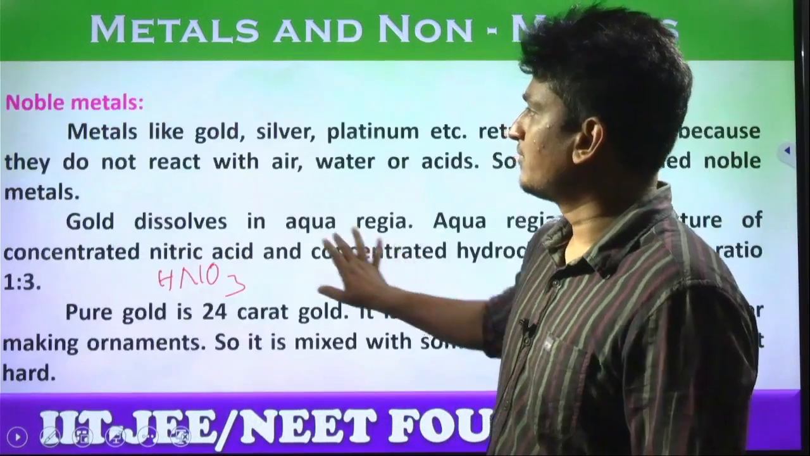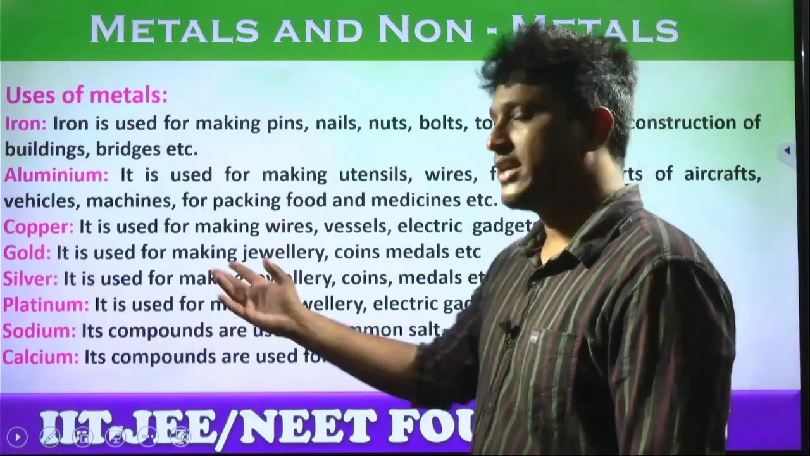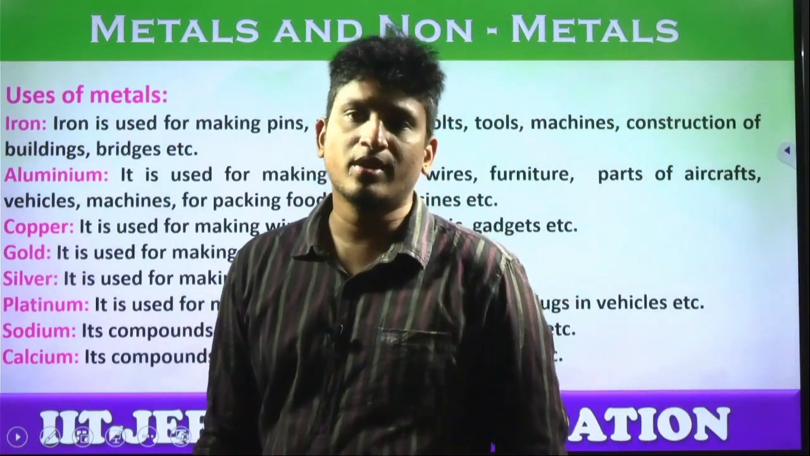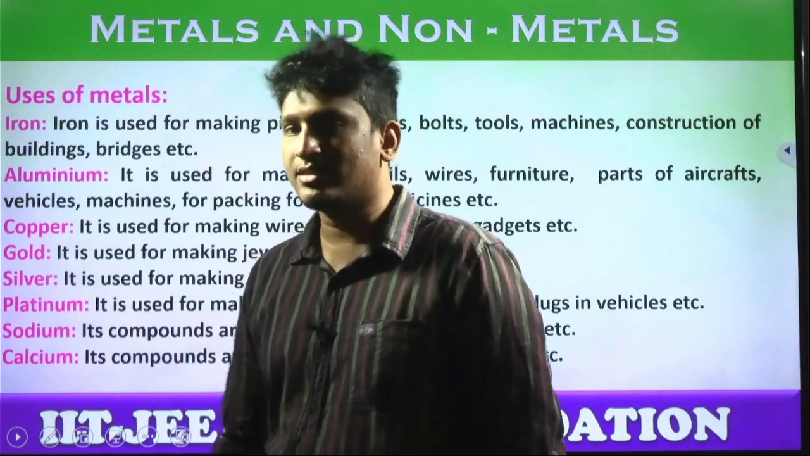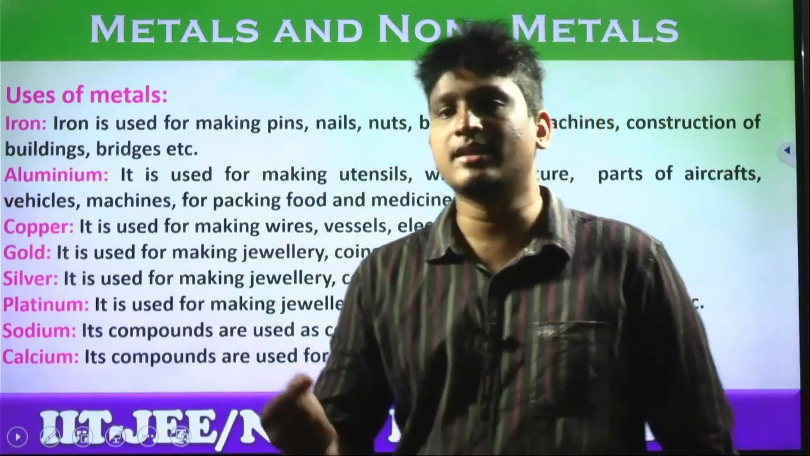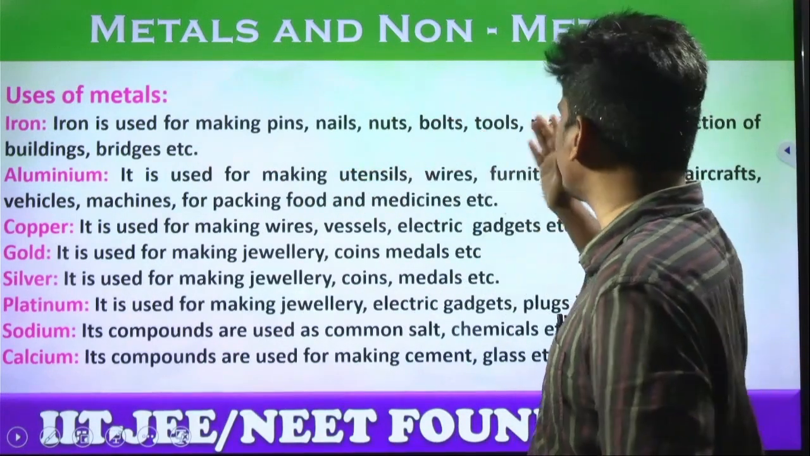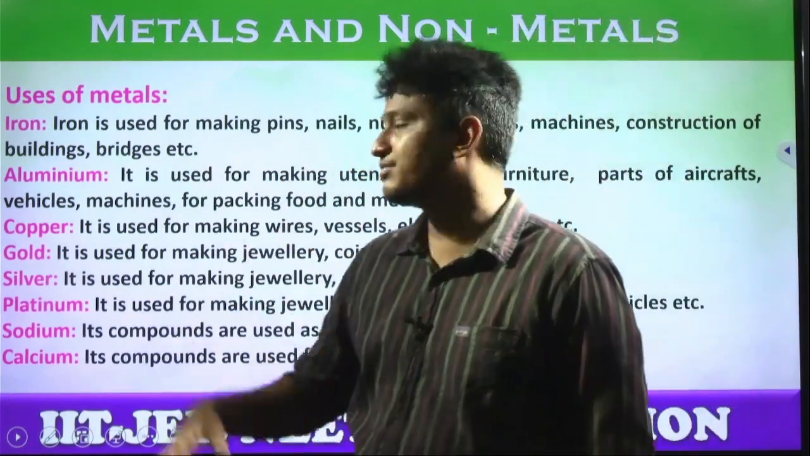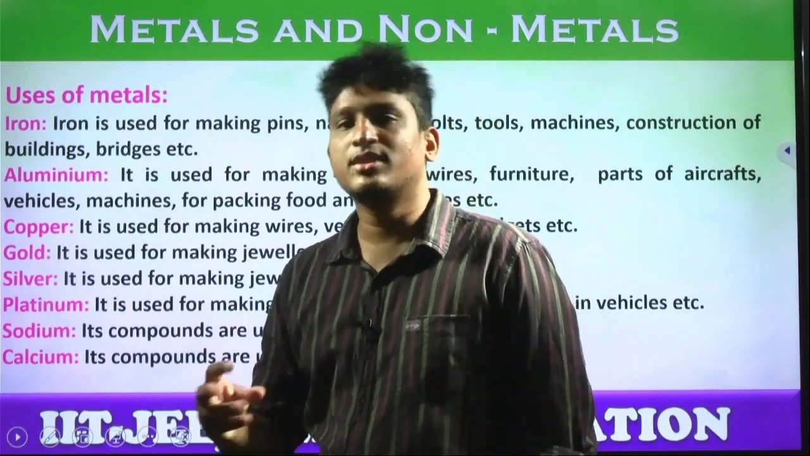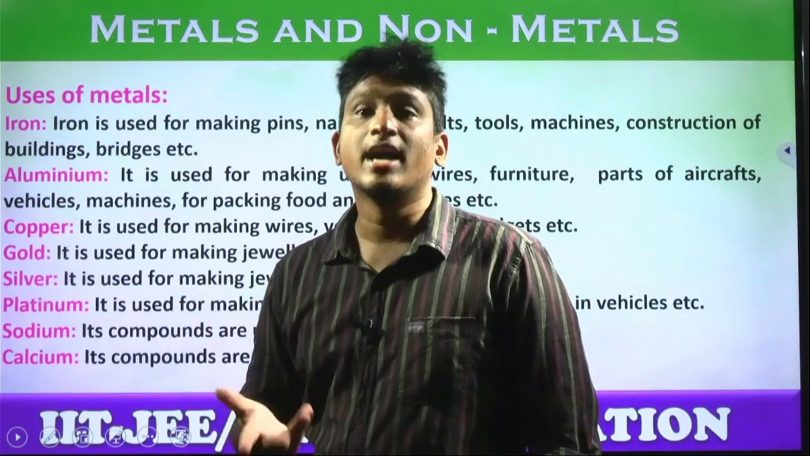So, uses of metals like iron. What is the use of iron? Where do we use iron? Like we discussed in the previous slides, iron is mainly used for building and construction purposes. Yes or no? Used for making pins, nails, nuts, bolts, tools, machines, construction, buildings, bridges, everywhere. The most used metal in infrastructure is iron.